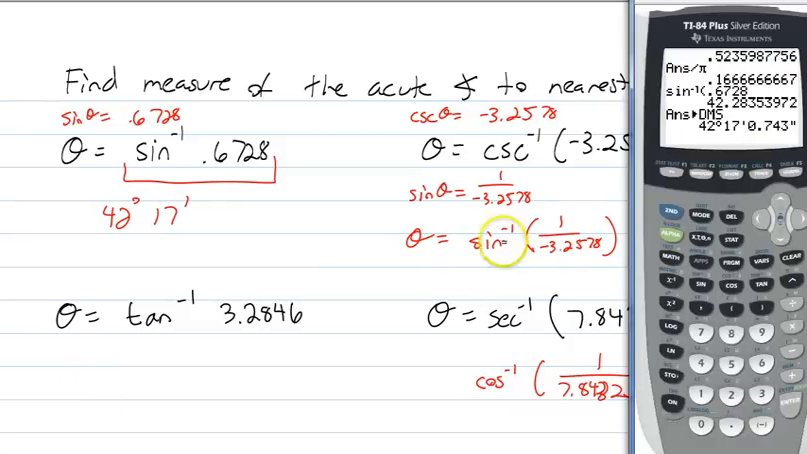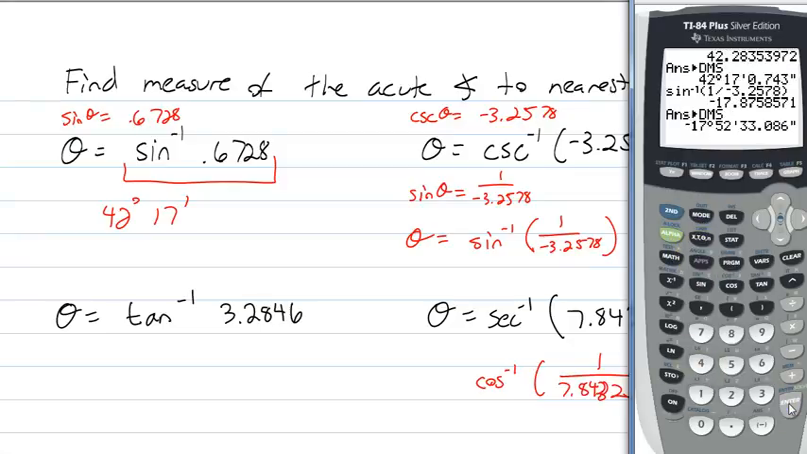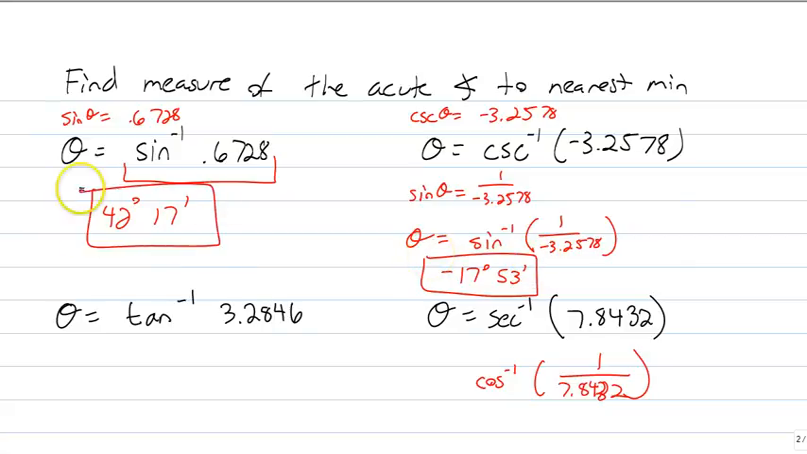Next one, we already figured out what it has to look like. Second sine of 1 divided by negative 3.2578. Okay. You hit enter. You get that. Second angle for, I'm just turning it. So it's 17 degrees, 53 minutes because of the round up with the 33. So negative 17 degrees, 53 minutes. Okay, so these are our answers.